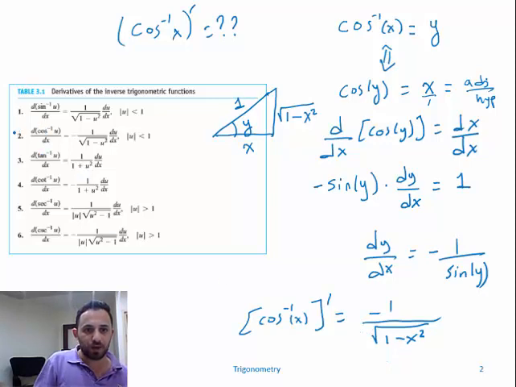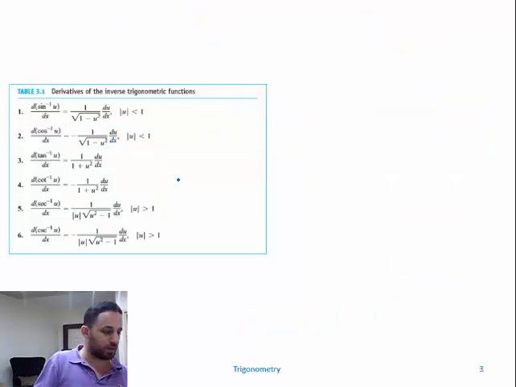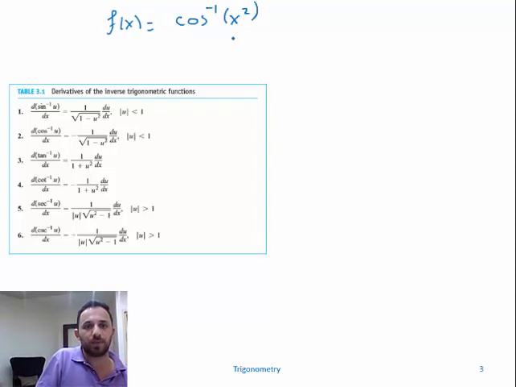If we look at the second equation, it is the same, but instead of using x, we used a general function u, and of course by chain rule we should add du by dx. So now let's assume we are given the function f of x as cosine inverse of x squared, and the objective is to obtain the derivative. You can directly refer to the table.